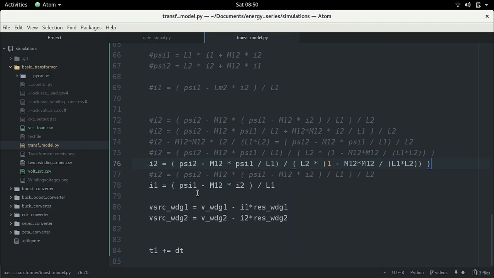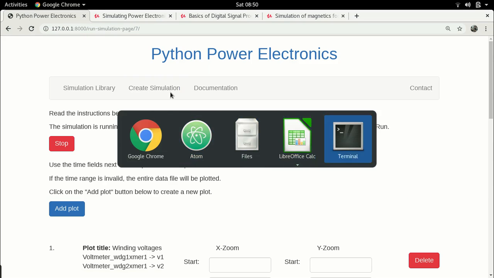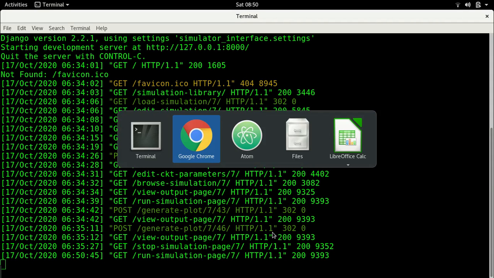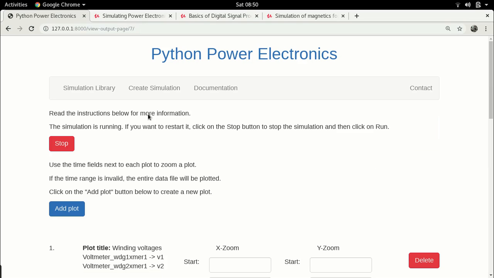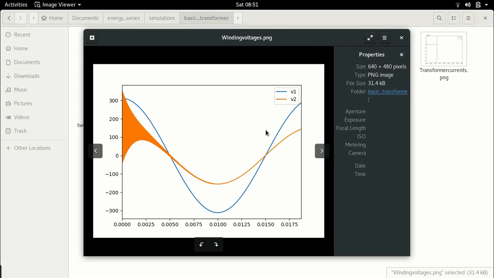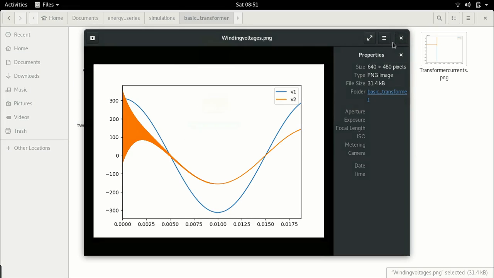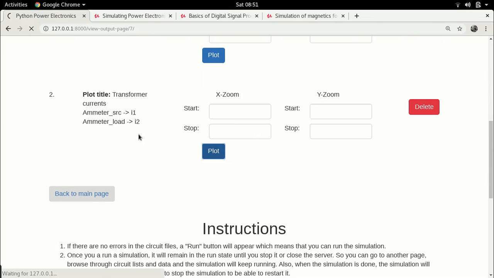Right? So with this, let's go over to the simulation and let's run this simulation. As always, let's go to the command line, make sure there is no error. There is none, so we are good to go. And here let me click on the winding voltages. And now it is working. Right? You see, now this is working. So therefore, we have solved our instability problem. Let me just click on the transformer currents as well.